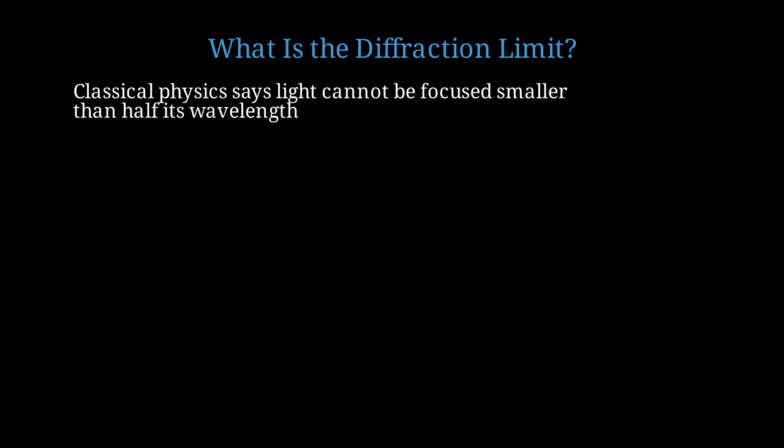Let's start with a fundamental question. What is the diffraction limit, and why does it matter? According to classical physics, light cannot be focused into a spot smaller than approximately half its wavelength due to diffraction. This is the Rayleigh criterion, where d minimum equals lambda over 2n sine theta, the fundamental diffraction limit.